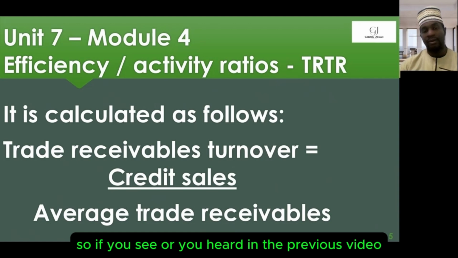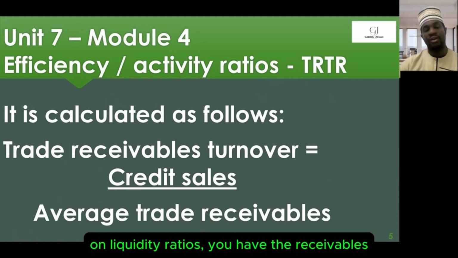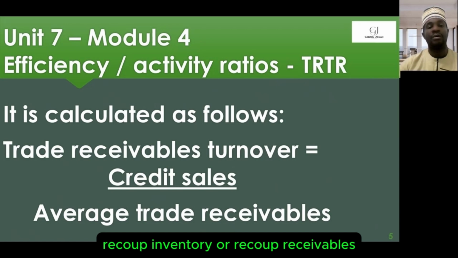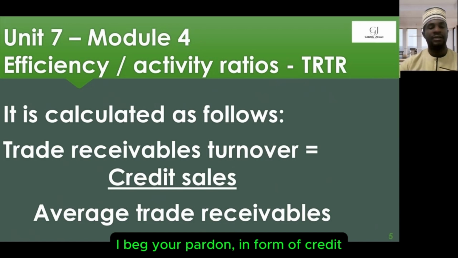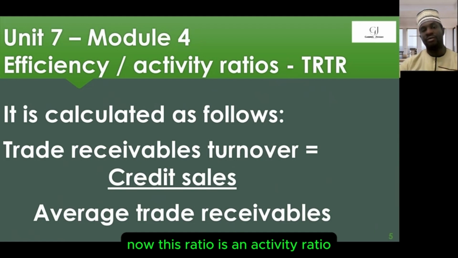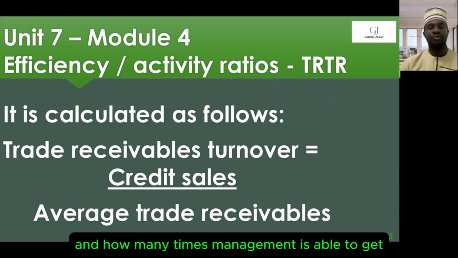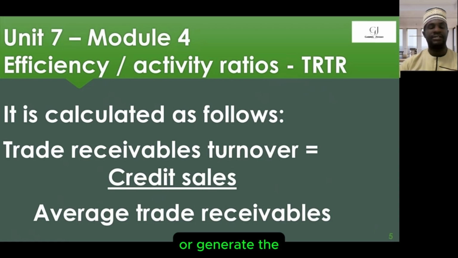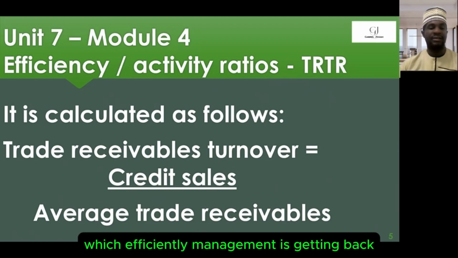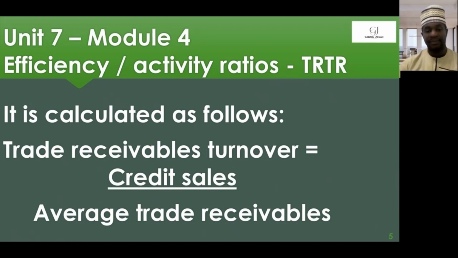So if you saw the previous video on liquidity ratios, you have the receivables collection period, which measures the number of days it takes to recoup receivables, I beg your pardon, in the form of credit. So the number of days is different from this ratio. Now, this ratio is an activity ratio that measures the efficiency and how many times management is able to generate the receivables and the rate at which management is efficiently getting back the funds.